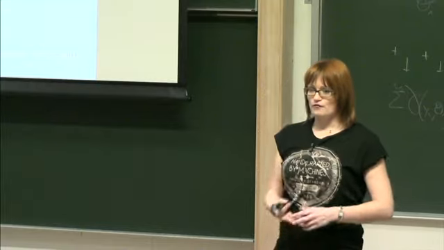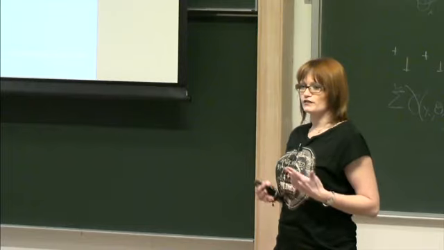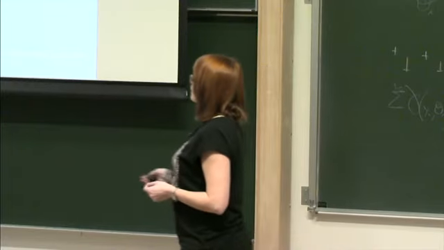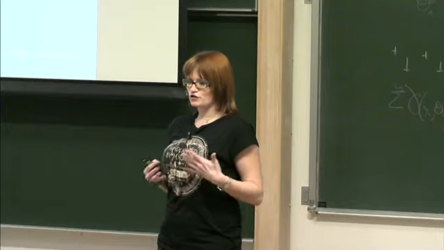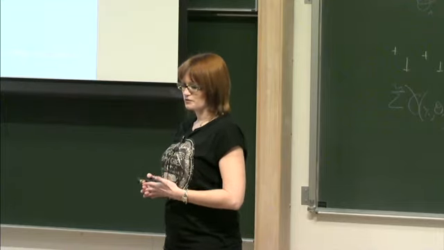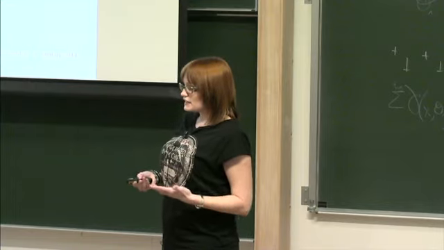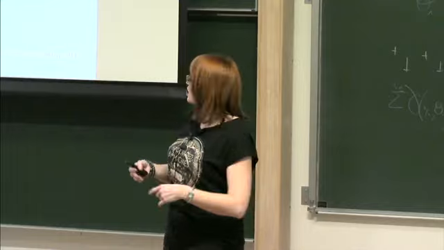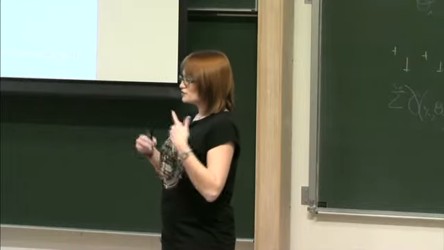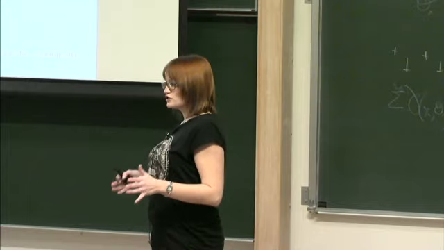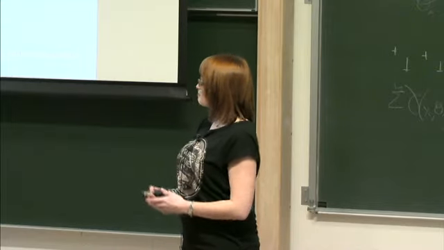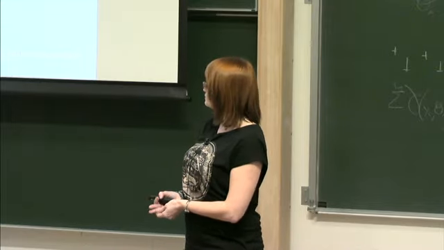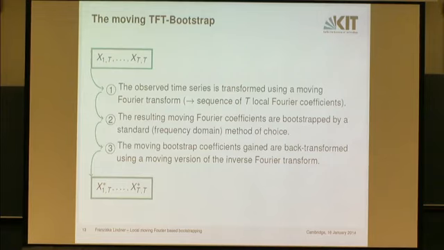Okay, so now we have bootstrap versions of those moving Fourier coefficients. We now can back transform them, and we use some moving version of the inverse Fourier transformation. And the construction is basically just like the moving transformation. It's picking a stretch of data, transforming, rearranging, shifting, transforming, rearranging, and so on. And then we get replicates back in the time domain. Well, this is quite some fancy procedure, but the question is again, does it work?